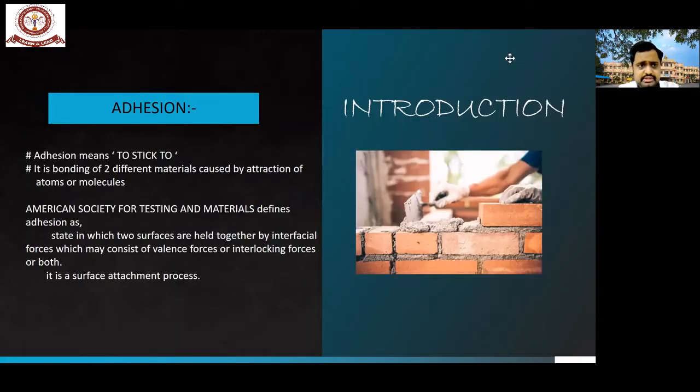Coming to the introduction, the term adhesion means to stick to. It is the bonding of two different materials caused by attraction of atoms or molecules. The American Society for Testing and Materials defines adhesion as the state in which two surfaces are held together by interfacial forces, which may consist of either valence forces or interlocking forces or both. It is a surface attachment process. A simple example is a brick which is adhered by use of a cement.